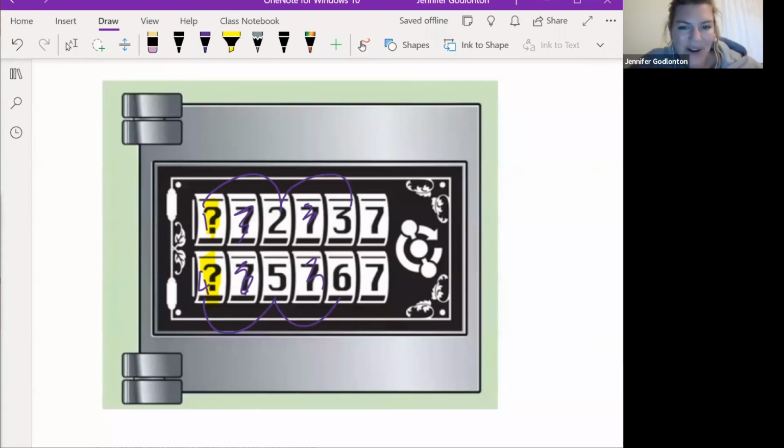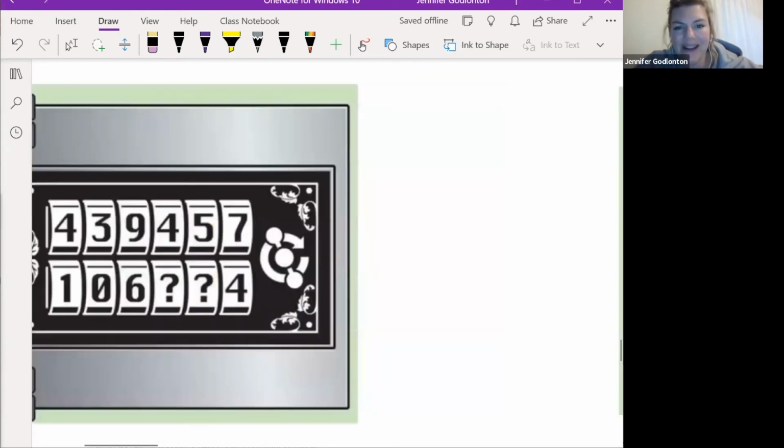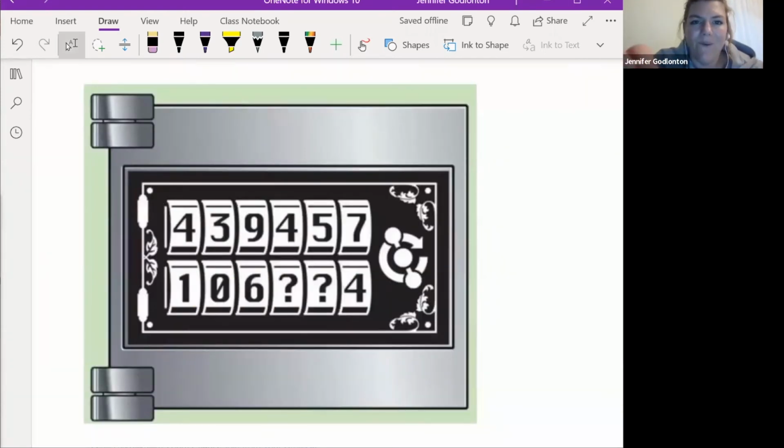Ready to move on to the second one. The second one is a little bit more challenging, but it's not hard. You just have to think about it. Okay, let's go. Second one, I'm looking for these 2 question marks.